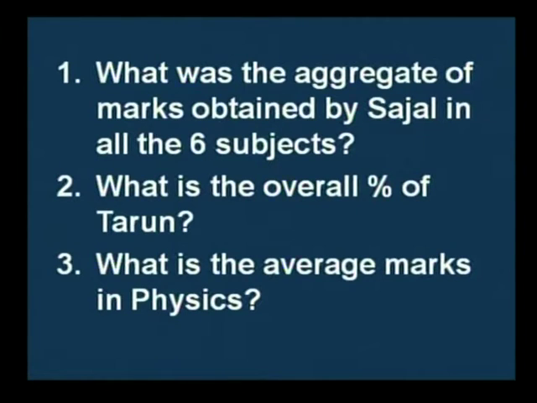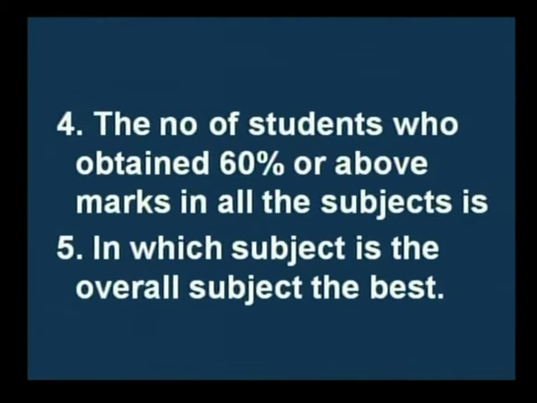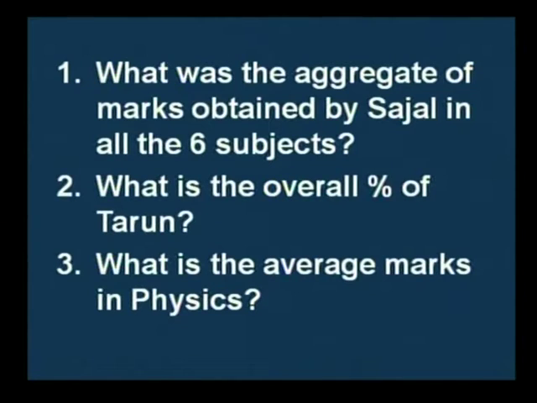Next is, what is the average mark in physics? So, he wants us to find out the average mark of all the 7 students in physics. So, take the marks obtained by the students in physics subject, add all those, divide by 7. Why divide by 7? Because you have 7 students, then you would be getting the average marks in physics. So, these are the questions.